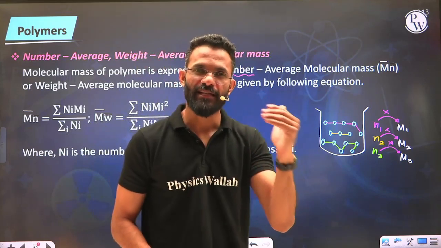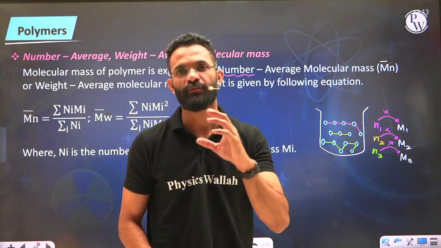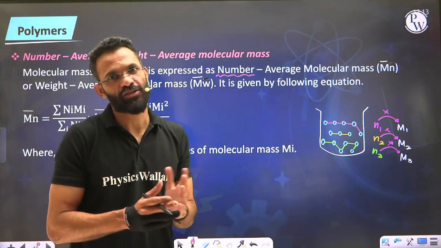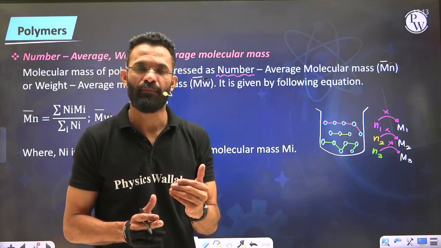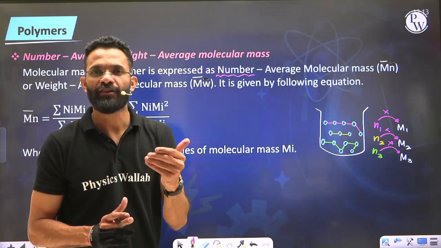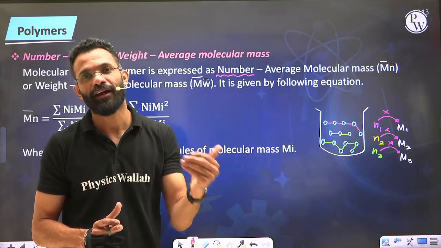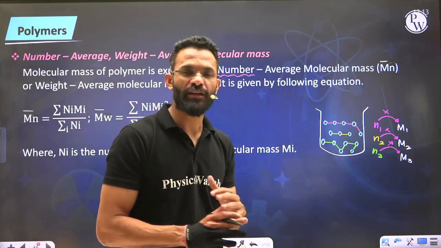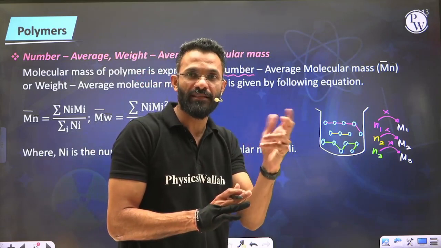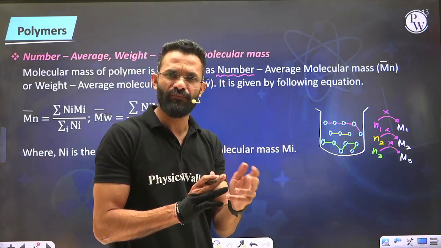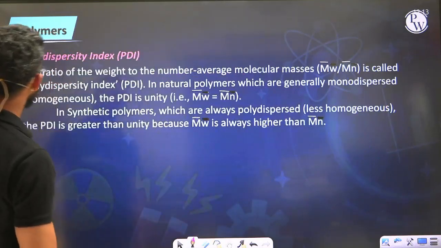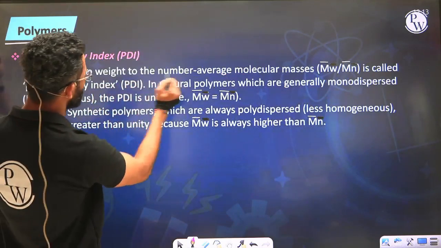weight average molecular mass and number average molecular mass, we find out something called the Polydispersity Index, that is called PDI. By the way, in most cases, or rather for all naturally occurring polymers, you will find that the weight average molecular mass is generally more than the number average molecular mass. Hence, if you consider natural polymers and synthetic polymers, you will find that in synthetic polymers, weight average molecular mass is higher. But in natural polymers, it is almost the same, the weight average and the number average molecular mass.